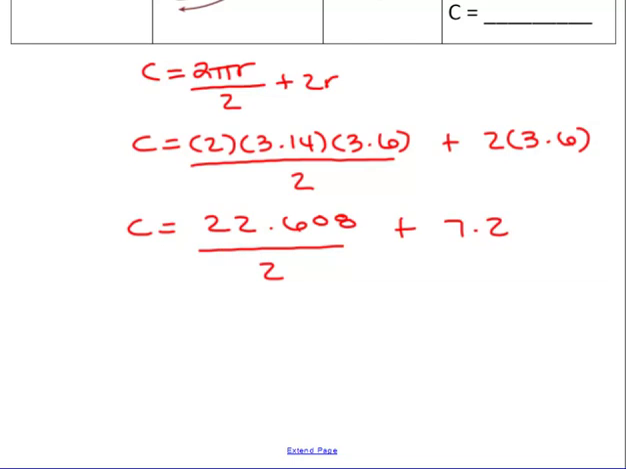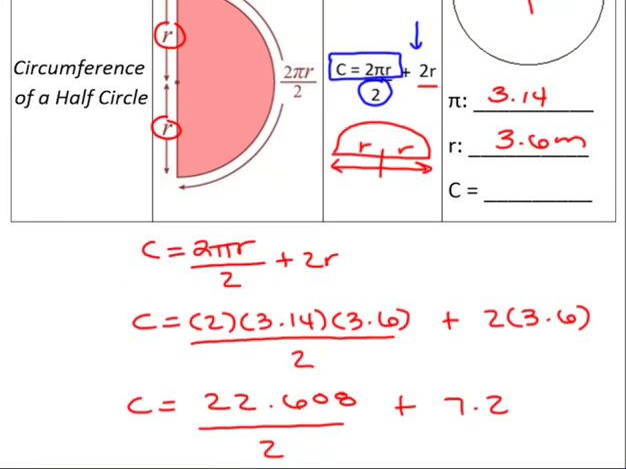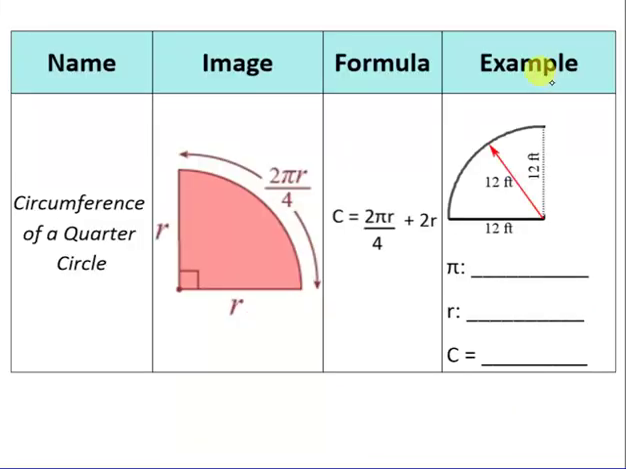Now I need to go ahead and divide that. So I have C equals 11.304 plus 7.2. And when I add those two together, I'm going to get that the circumference is 18.504. And that's going to be 18.504 meters.